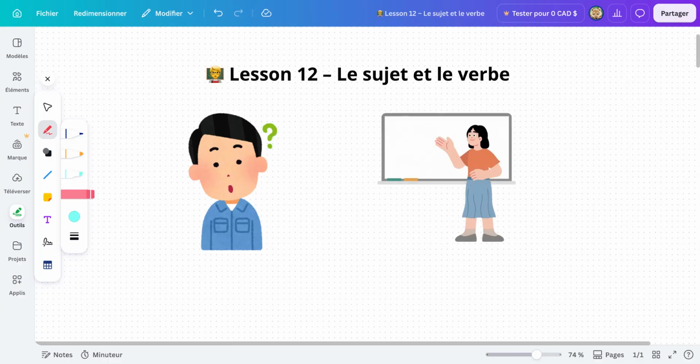In today's lesson 12, we are going to learn how to identify the subject and the verb in French sentences. By the end of this lesson, you'll be able to find them easily, so grab a paper, a pen, and let's get started.